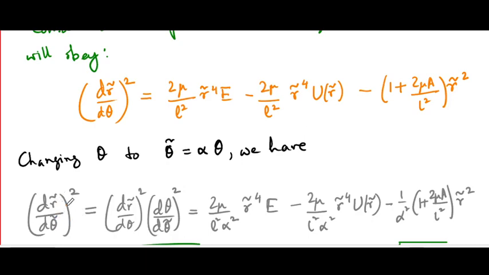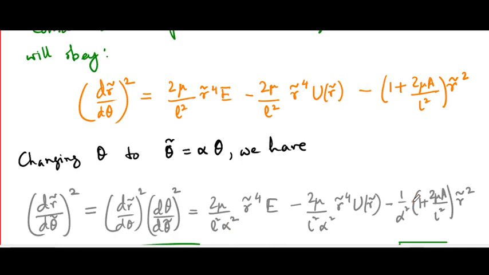dr tilde d theta tilde's whole square, the counterpart of this thing here, is nothing but dr tilde d theta square times d theta tilde whole square. And that means you have an extra 1 over alpha square here. And that means all of these terms are going to be multiplied by an extra 1 over alpha square.